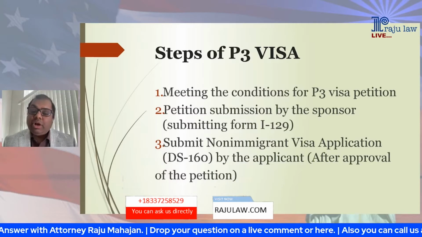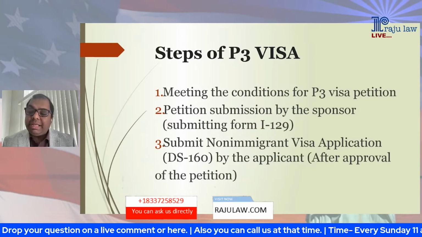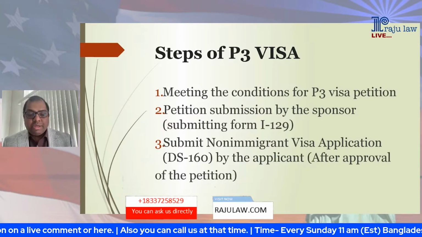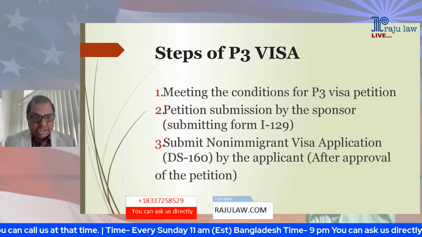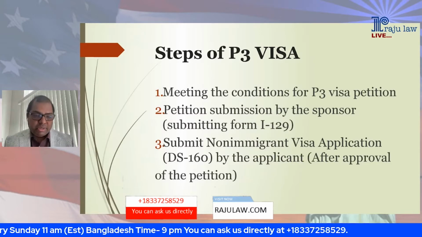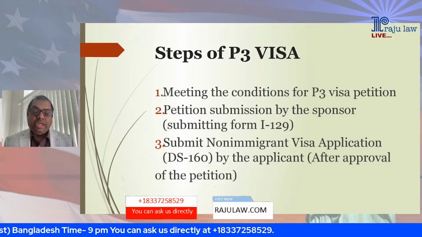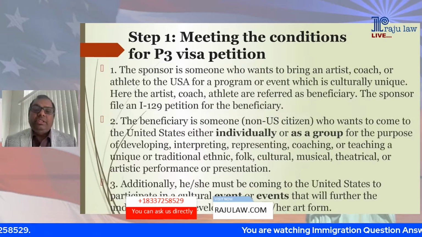Number 3, submit the non-immigrant visa application, DS-160, by the applicant. Here, you can submit DS-160. You do not need a sponsor after approval of the petition. So once your I-129 is approved, you will go to your local US embassy, and then you submit DS-160. You get it approved, get the visa, and then come to America. So these are the steps.